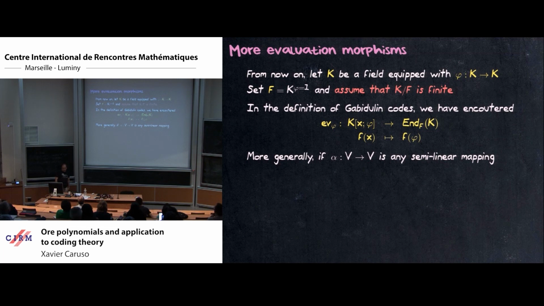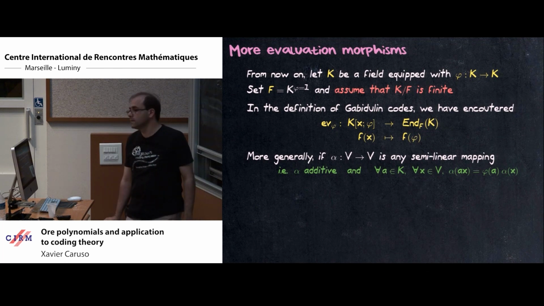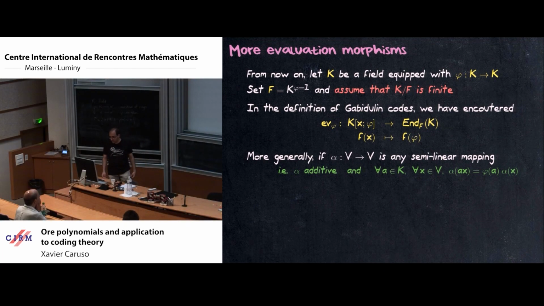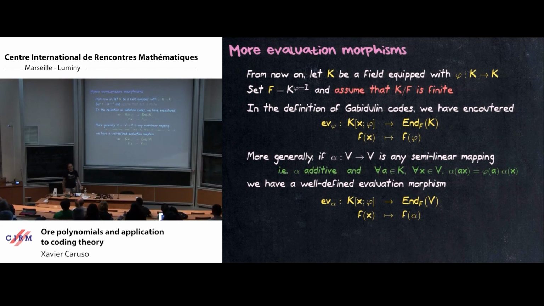But actually, more generally, if we have any semilinear mapping alpha from V to V, where V is a K vector space, so a semilinear mapping is something which is additive and satisfies this axiom: alpha of a x equals phi of a times alpha of x. So it's like a linear mapping, except that we have to twist the scalar by the twisting morphism. So in that case, we also have a well-defined evaluation morphism consisting in mapping an array polynomial f of x to f of alpha.